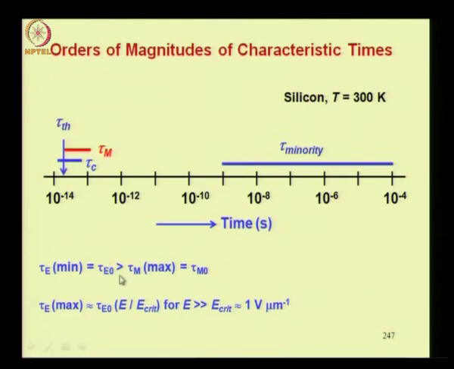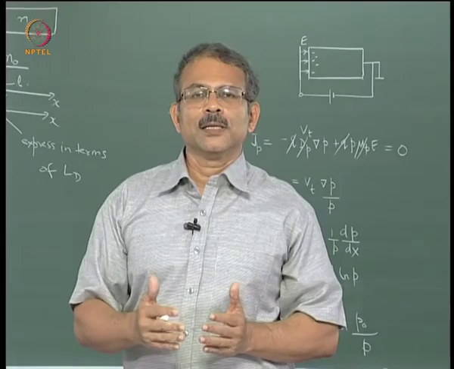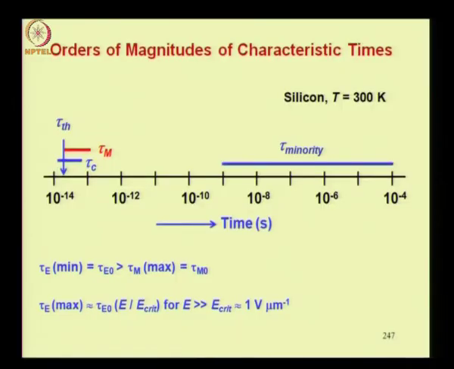Now the minimum tau e should be more than the momentum relaxation time, because you recall that energy relaxation time is always more than momentum relaxation time. Energy relaxes later than momentum. So the maximum value of tau e we will choose as 6 times the minimum value, which is slightly more than tau m0. So based on these considerations you place the energy relaxation time here. So minimum value of tau e is more than maximum value of tau m.